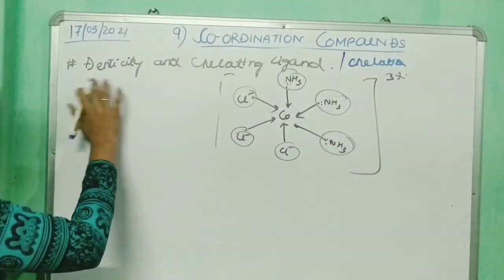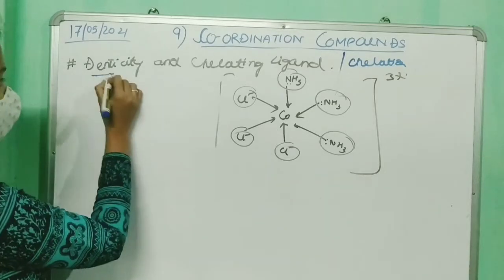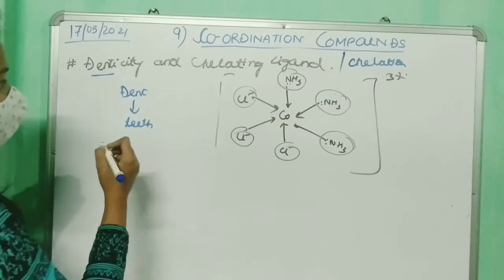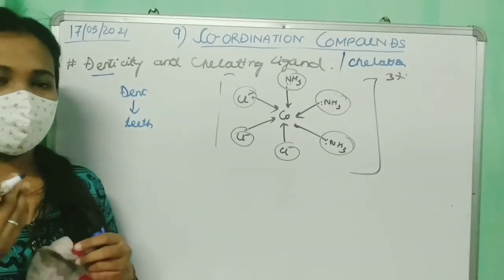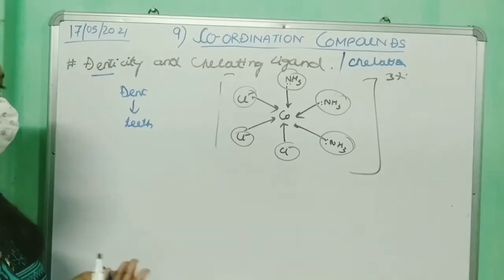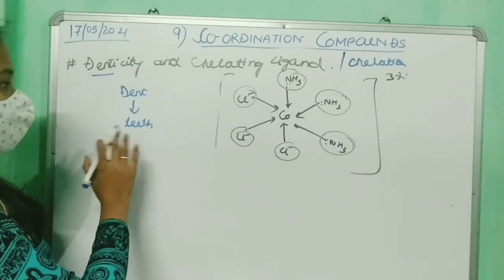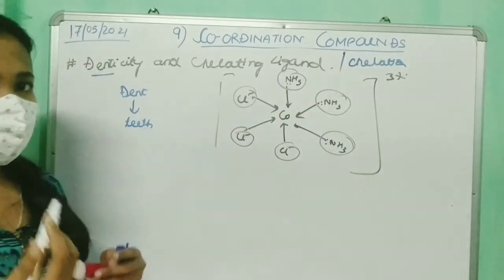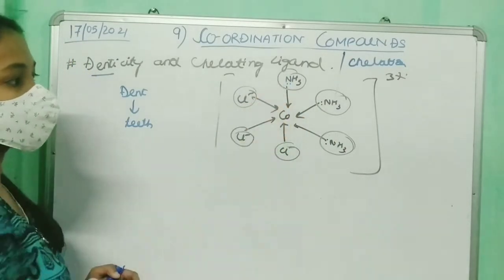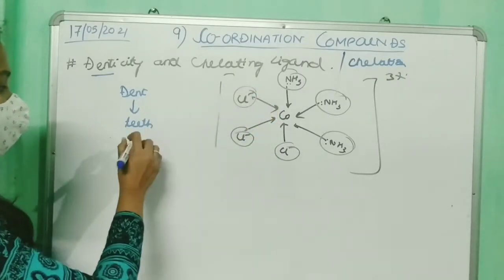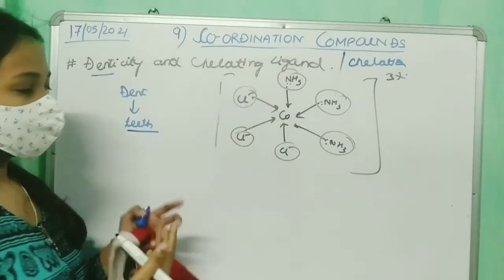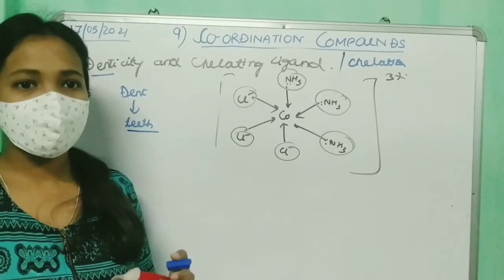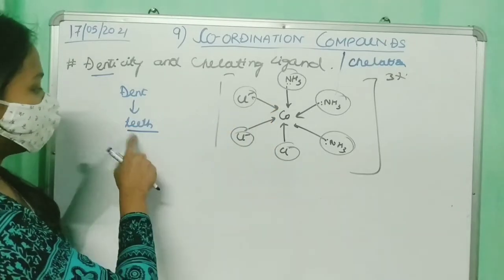So you see denticity, from the term denticity we get the word dent. The term dent means teeth. Basically it is given to the ligands that can donate a pair of electrons, right? Like in this example you can see the donor atom is nitrogen. So here only one atom is donating to the central metal ion. The donation is termed like this because with the help of teeth we can bite something, right? Similarly, so here they are saying teeth.